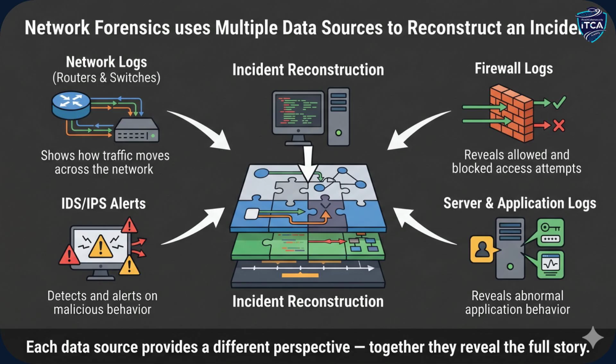Network logs collected from routers and switches show how traffic flows across the network. Firewall logs record which connections were allowed or blocked, making them useful for detecting unauthorized access attempts. Intrusion detection and prevention systems, often called IDS or IPS, generate alerts when suspicious or malicious activity is detected. Server and application logs reveal abnormal behavior at the application level, such as unusual login attempts or data transfers.